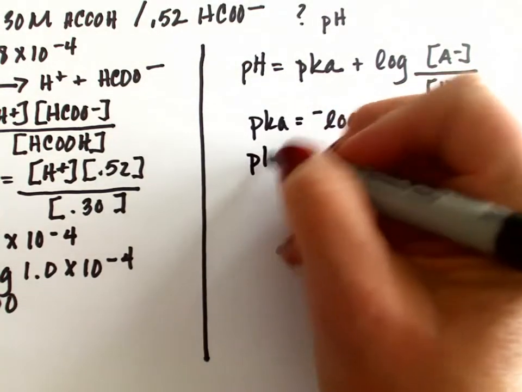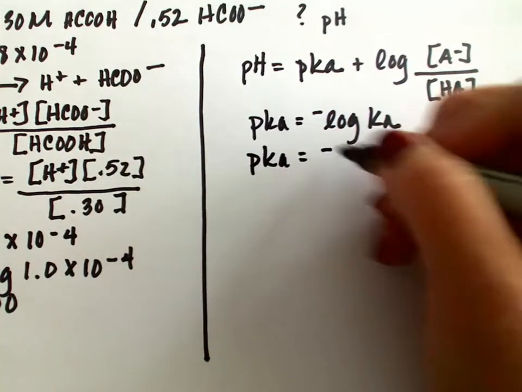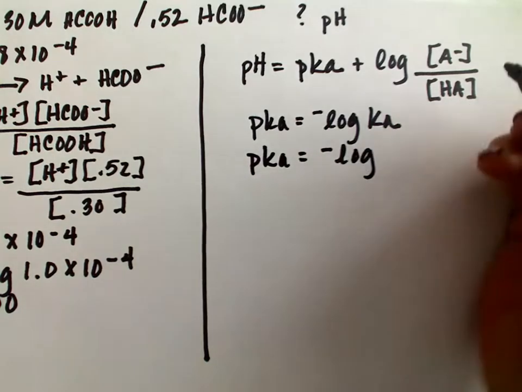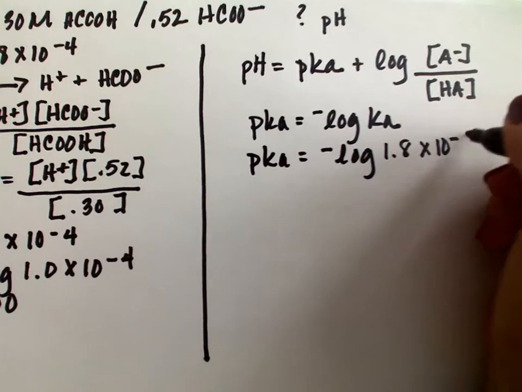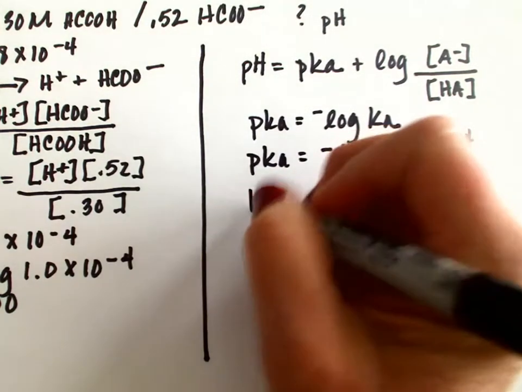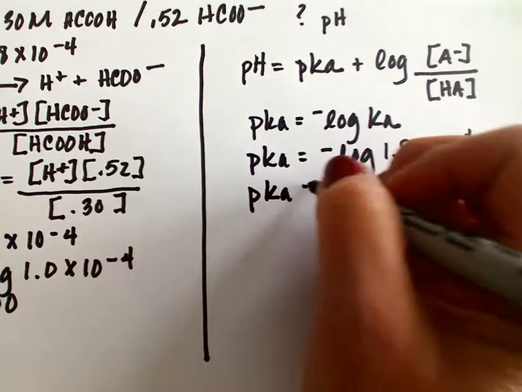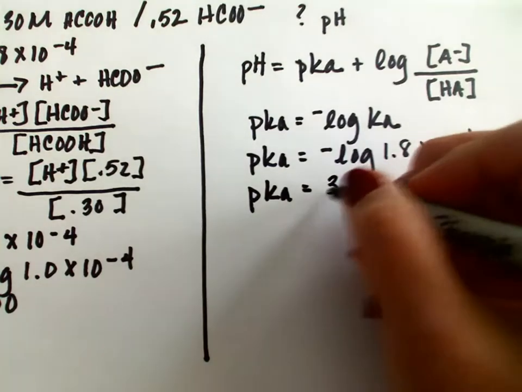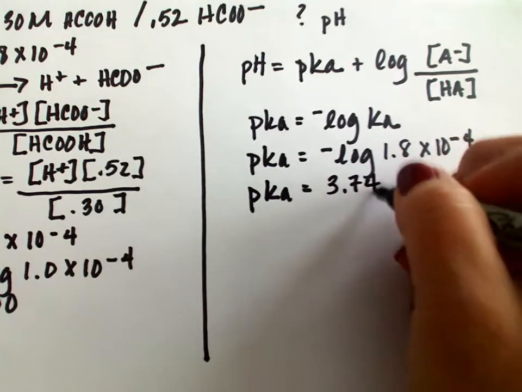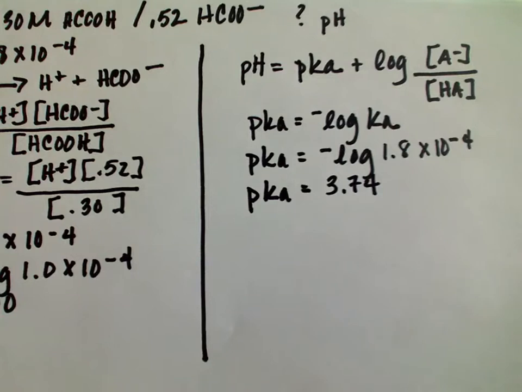And in this case, the pKa then is going to be negative log of the Ka, which is 1.8 times 10 to the negative 4. So our pKa equals, where is it? 3.74. Sorry about that. I lost my place there.